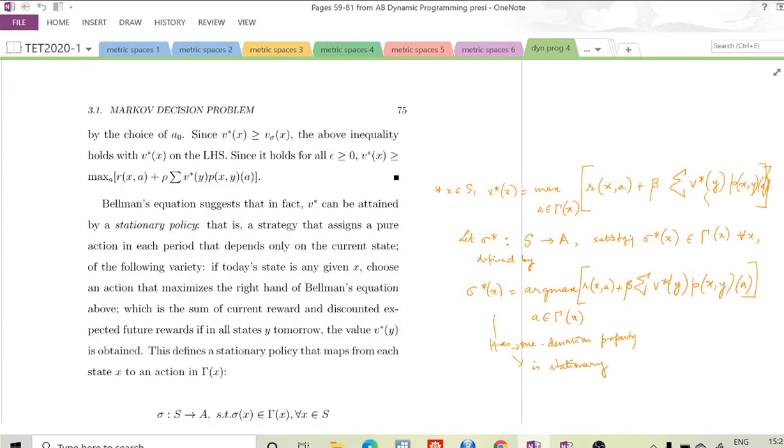So we want to look at this strategy, which we call a stationary policy. Let me backtrack just a little bit and remind you of some notation and some notions.